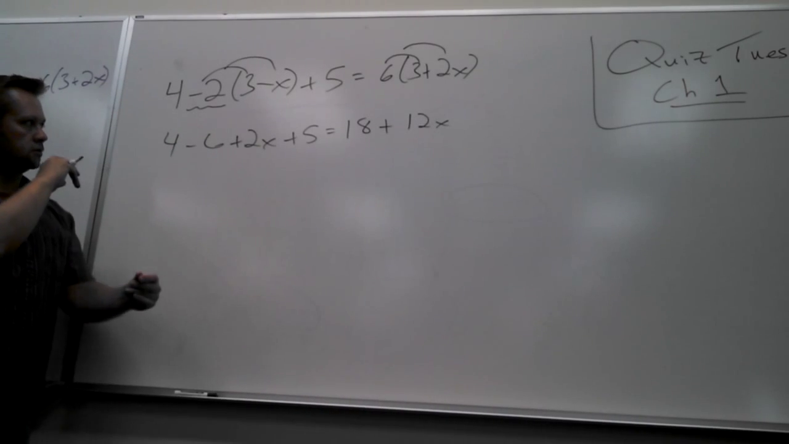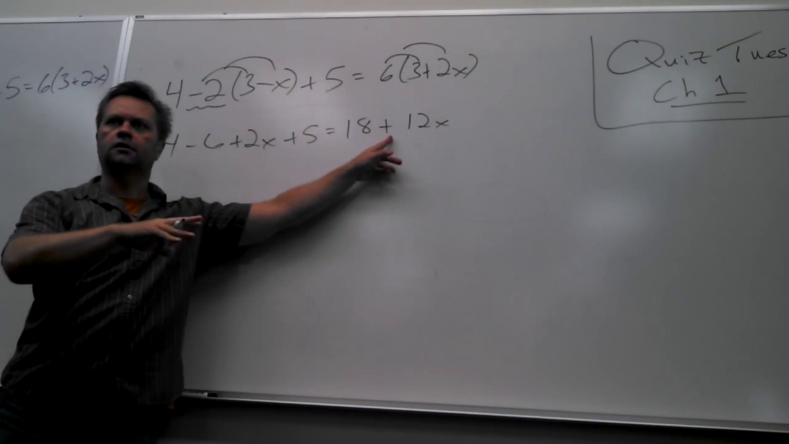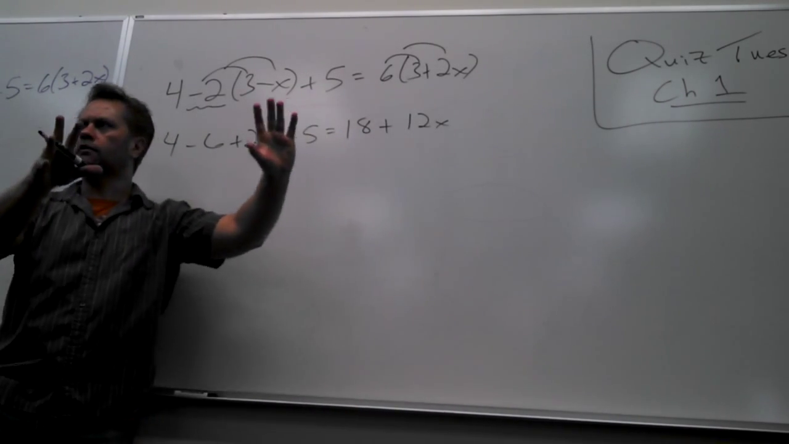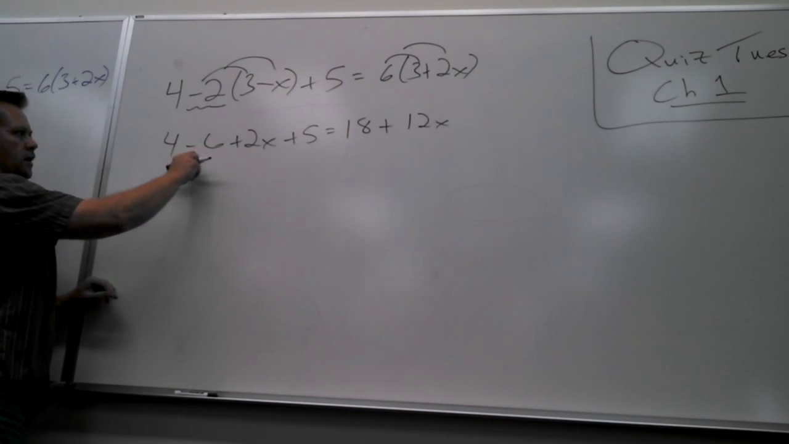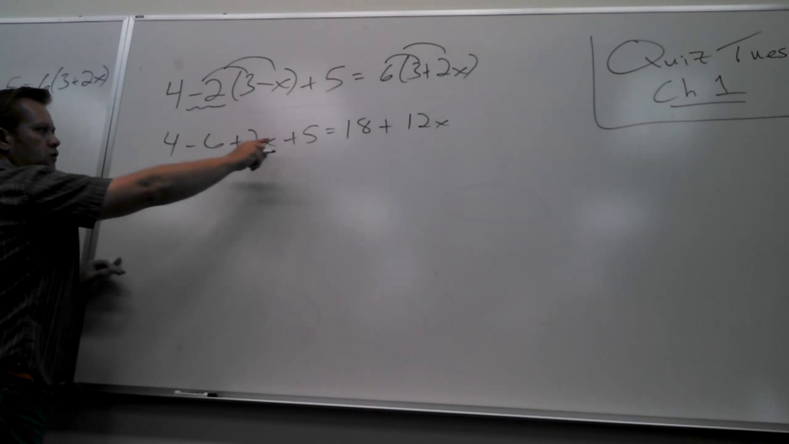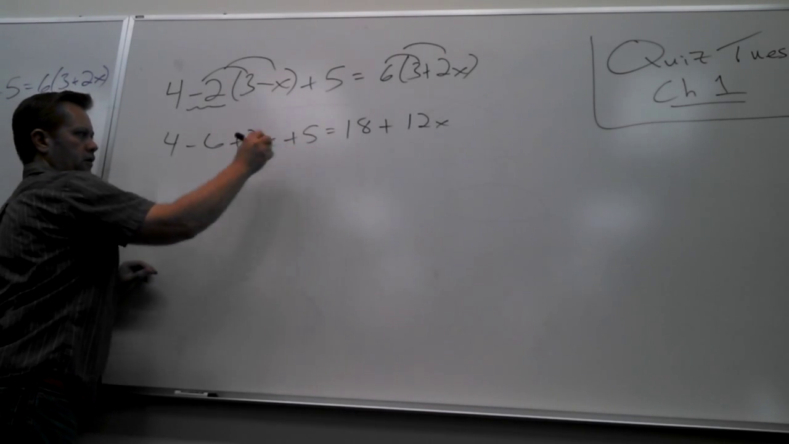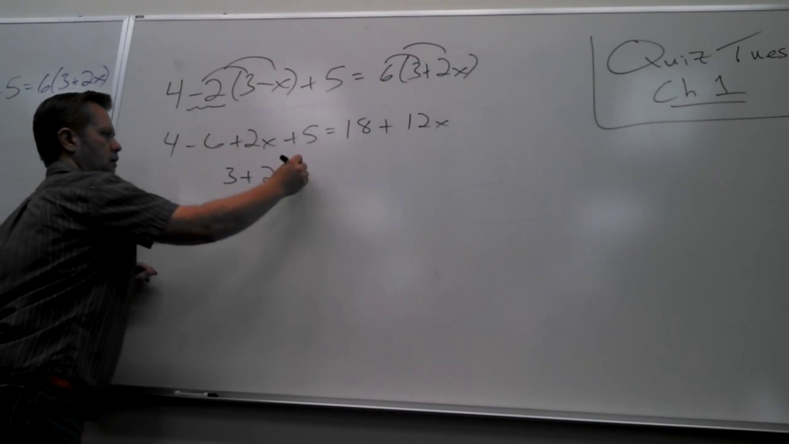And now, what do I do? This side is done for the moment. It's just sitting there waiting. What can I do on this side? You put the 4 minus 6 plus 5, that's 3, plus 2x.